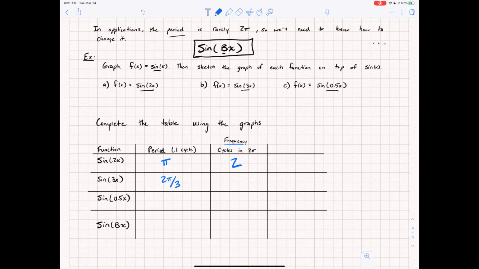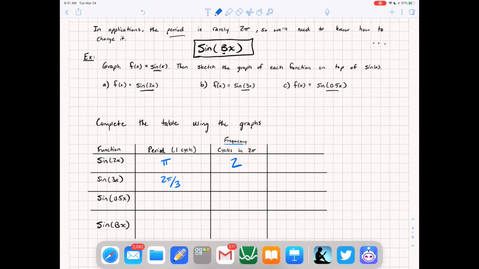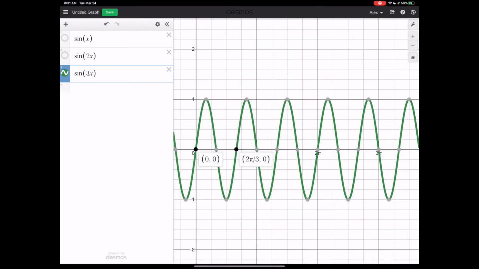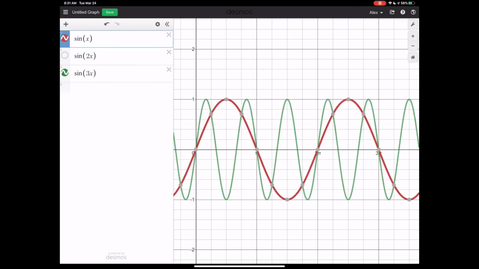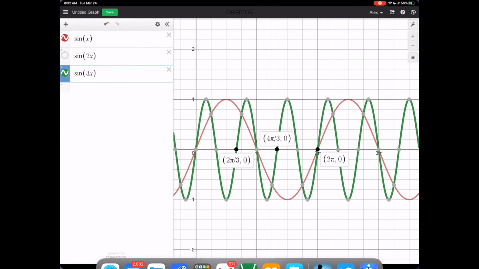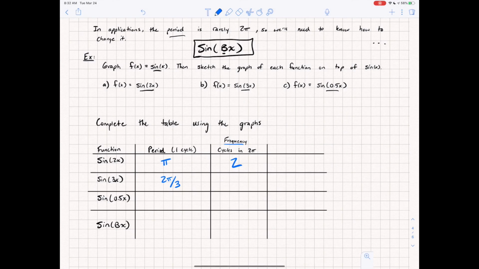What's the frequency? How many cycles of sine 3x are we getting by the time the original function does 1? So going back to plotting these two things, again, here's the original function in red. It normally completes by 2 pi. Well, how many full cycles of the green am I getting? Well, I'm getting 1, 2, 3. So hopefully you're kind of seeing a pattern here.